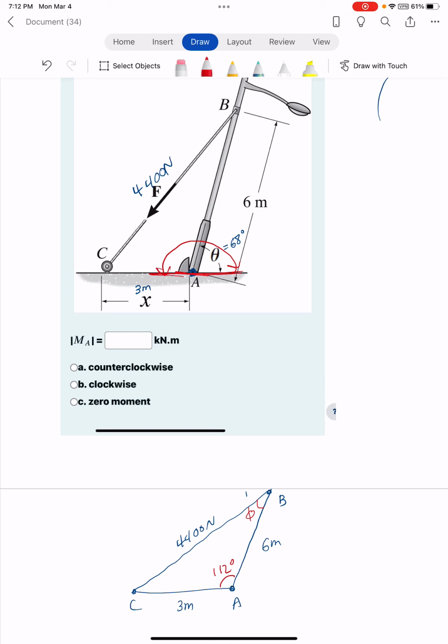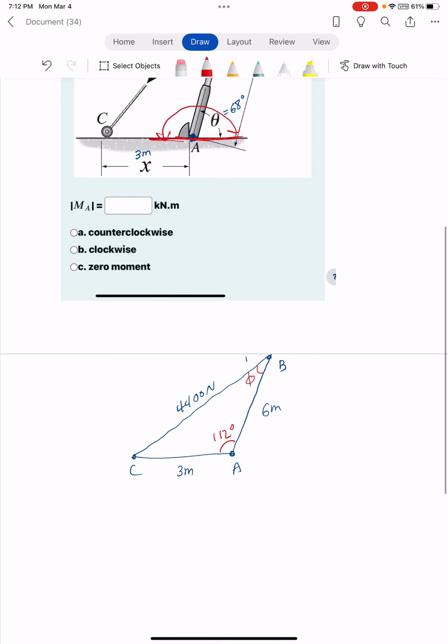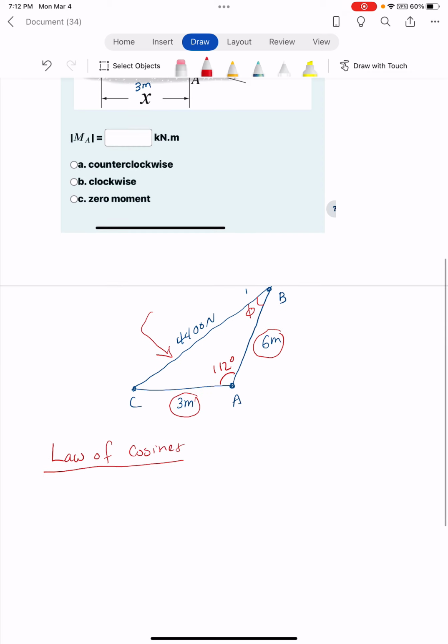And we have the distances. You could apply the law of cosines. We have here 6 meters distance from A to B. We have 3 meters distance from C to A. Let's find the length of this cable, C to B, using the law of cosines. So let's apply the law of cosines to find out the distance from C to B.